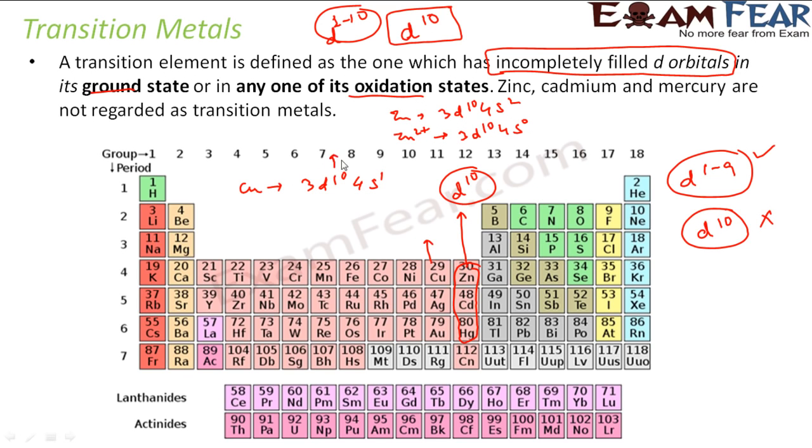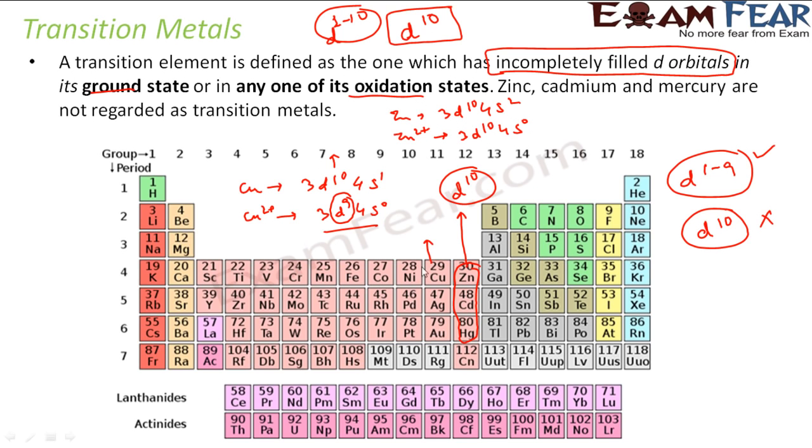If you see, this has filled d orbital, but if you talk about the common oxidation state of copper, that is Cu2+, this will have the electronic configuration of this. So if you see, it has 9 electrons, it is not completely filled. So metals which have incompletely filled d orbital in the ground state or any of its oxidation state, right? Either ground state or any of its oxidation state, they are called transition metals.